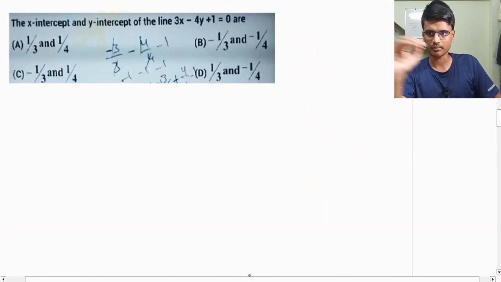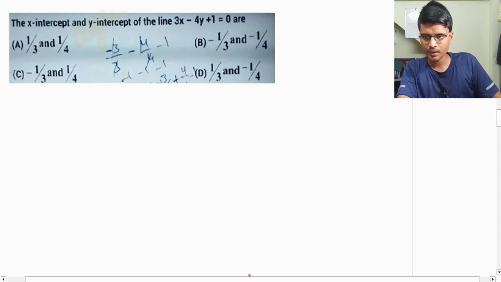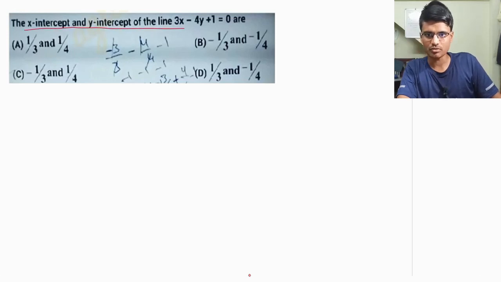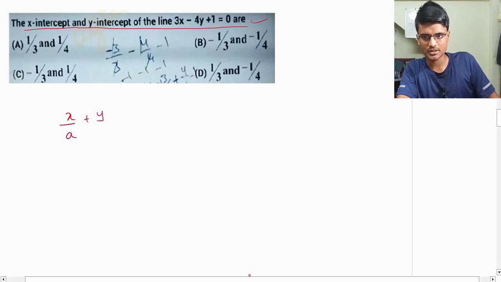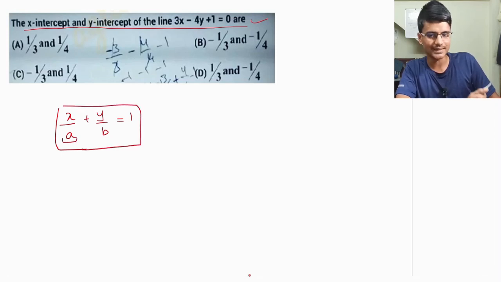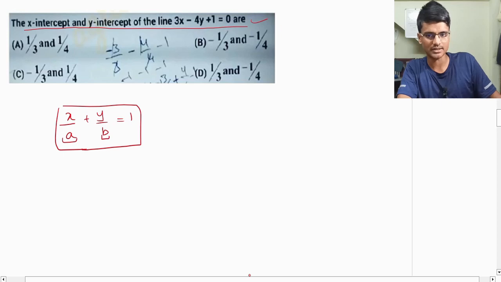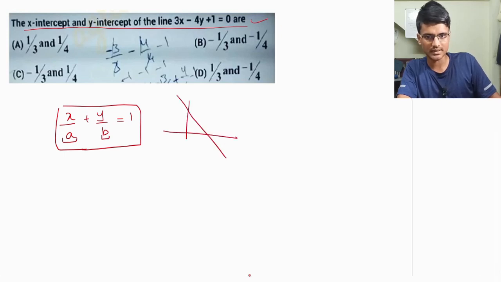Moving on. So this is also an interesting question. The x-intercept and y-intercept of the line 3x minus 4y plus 1 equal to 0 are... In my previous lecture I told a standard thing, x by a plus y by b is equal to 1. If you have an equation in this format, this a is the x-intercept and b is the y-intercept. This will be equal to a and this will be equal to b. Okay, this is our standard thing.